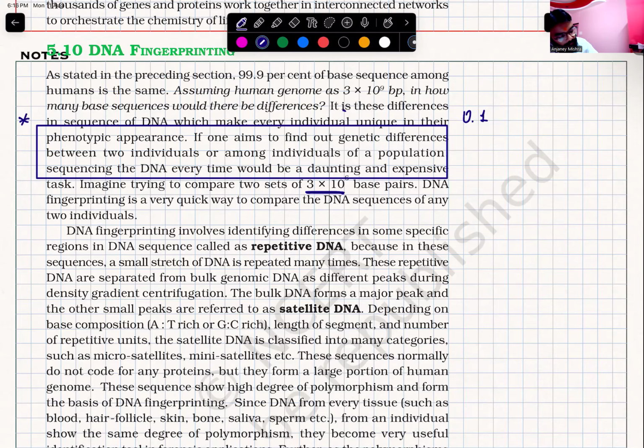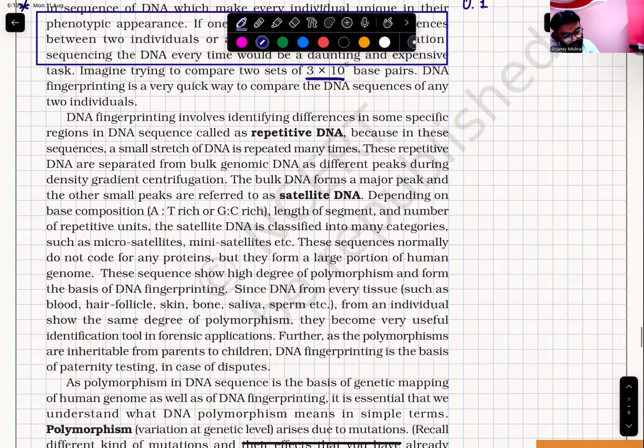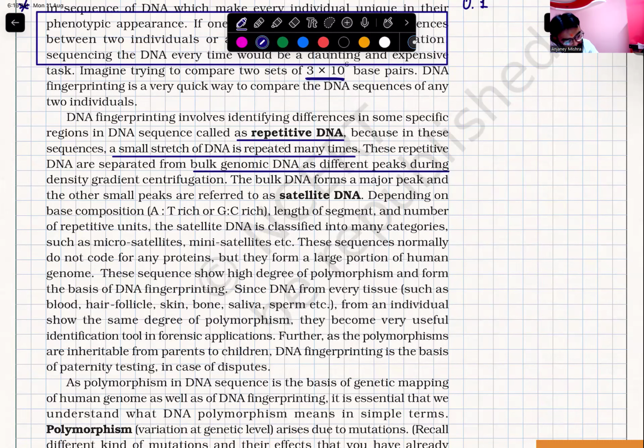Sequencing is not an option. Then DNA fingerprinting involves identifying differences in some specific regions in the DNA, which is called repetitive DNA, because in this sequence a small stretch of DNA is repeated many times. This repeated DNA is separated from the bulk genomic DNA as different peaks during density gradient centrifugation. This we have seen. Bulk DNA forms the major peak. The small peaks are referred to as satellite DNA. Depending on the base composition, length of the segment, and number of repeating units, satellite DNA is classified into micro and mini satellites.